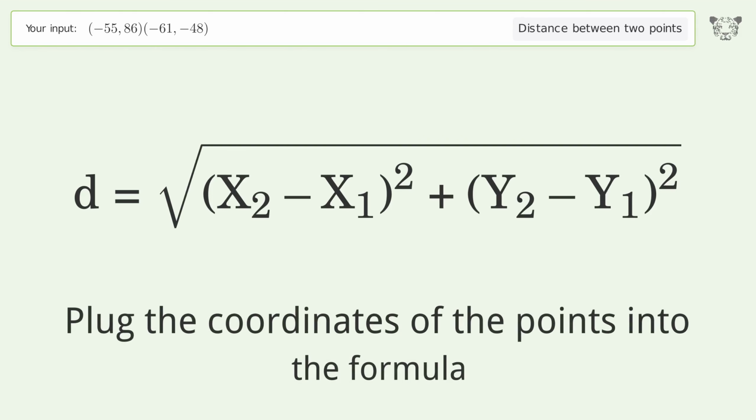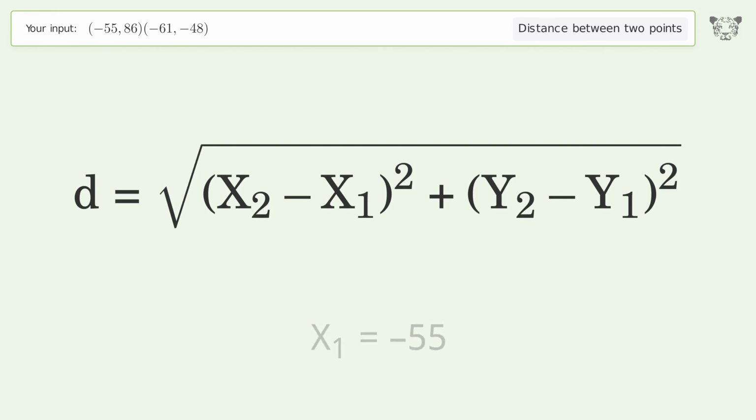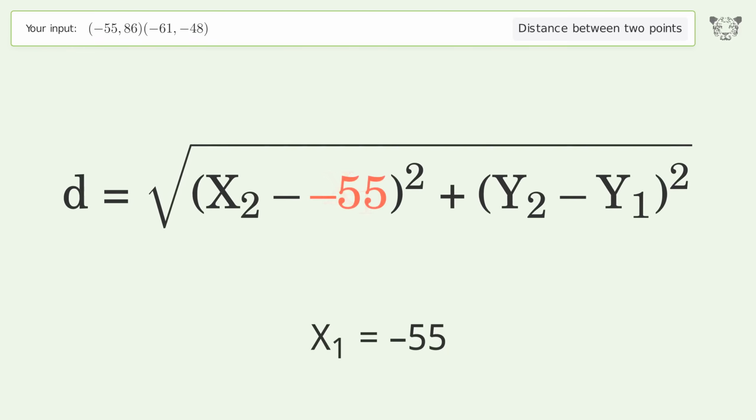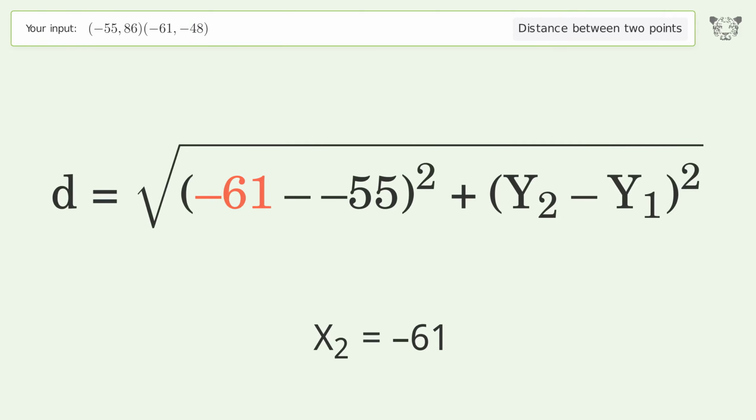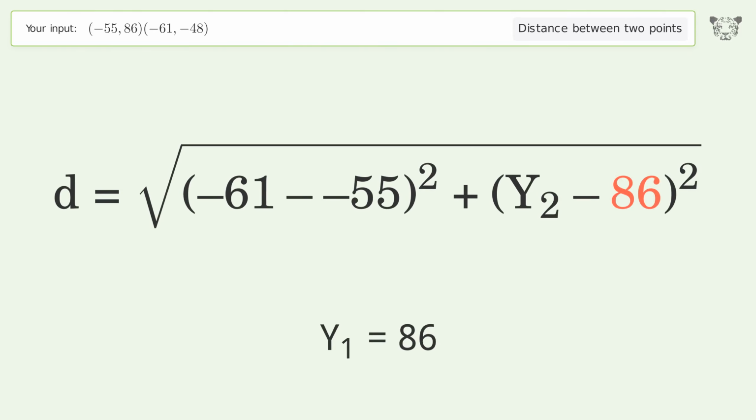Plug the coordinates of the points into the formula. x1 equals negative 55. x2 equals negative 61. y1 equals 86. y2 equals negative 48.